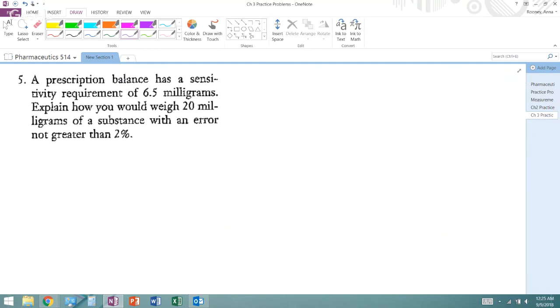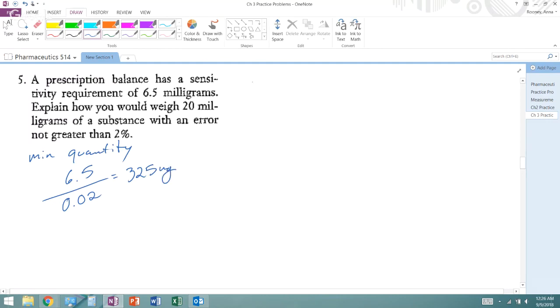So a prescription has a sensitivity requirement of 6.5 milligrams. How do you weigh 20 milligrams of a substance with an error not greater than 2%? So let's do it the way I would do it. So minimum quantity is 6.5 divided by 0.02 to find our minimum weighable quantity, which is 325 milligrams.